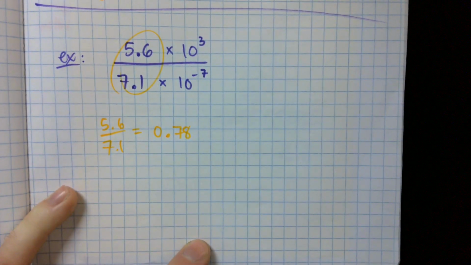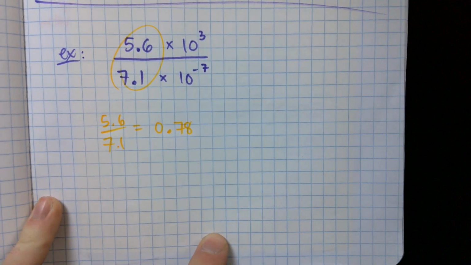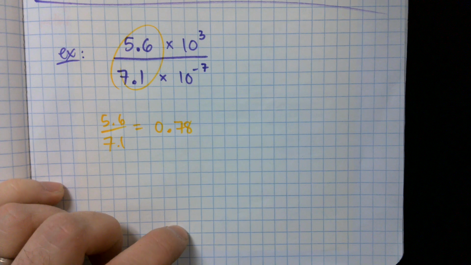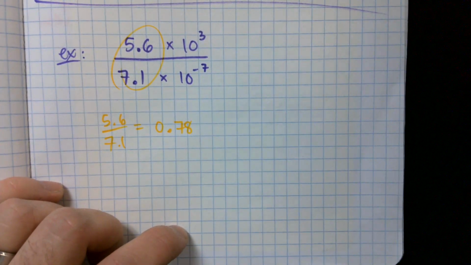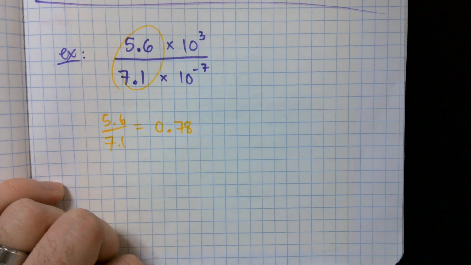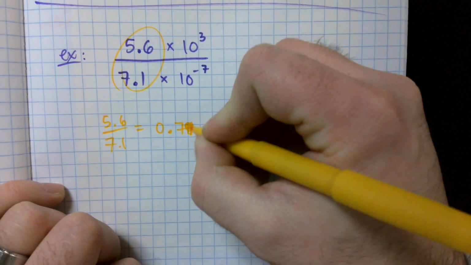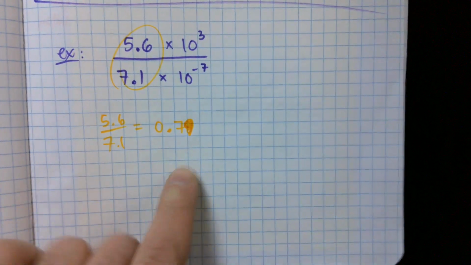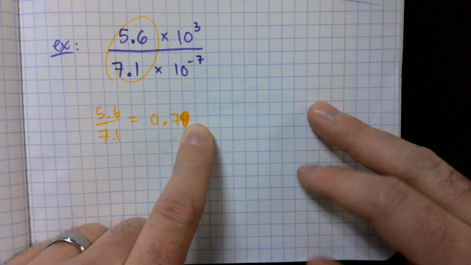0.78. Oh, 0.78 or 0.79? 0.78? Let's check. 5.6 divided by 7.1 is 0.788. So if I just look at 788, what should that third 8 bump this 8 up to? A 9. You guys remember how to round decimals, right? No? Is anyone confused on how we got a 7.9 instead of a 7.8? Because I'm pretty sure every paper I looked at was 7.8.